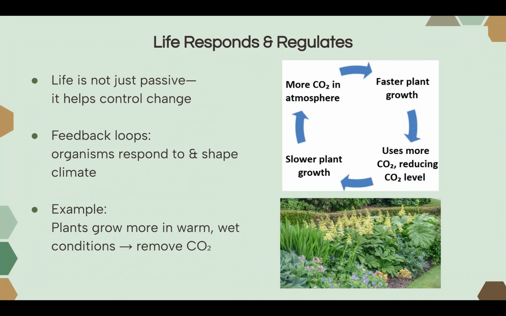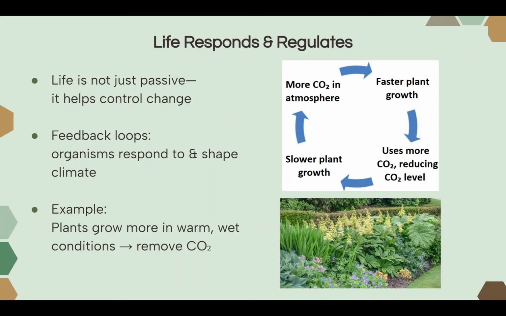Life responds to and helps create stability within the Earth systems through feedback loops. So life is not just passive, it actually helps control change. Organisms respond to and shape climate. For instance, if there's more carbon dioxide in the atmosphere, then more plants will grow. If there are more plants available, they use more carbon dioxide and reduce the amount of carbon dioxide in the atmosphere.